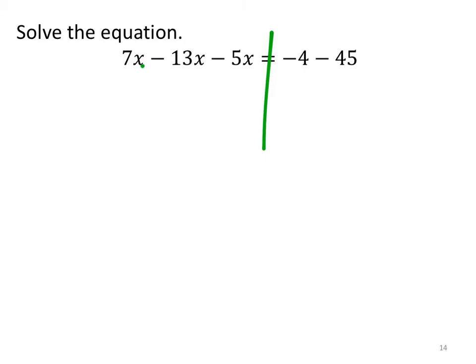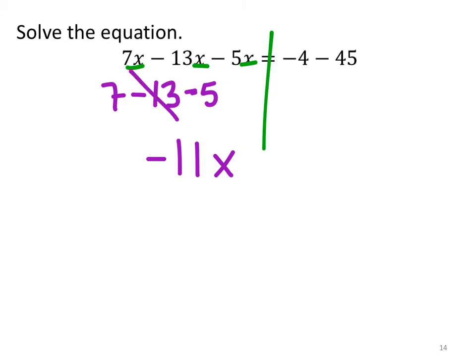And I see that each of these terms has x's, right? So in terms of x's, I have 7 x's, negative 13 x's, and negative 5 x's, which would come out to 7 minus 13, and then minus 5 right there, which, if I am doing that right in my head, comes out to negative 11 x's. So combining all of these x's gives us negative 11x.